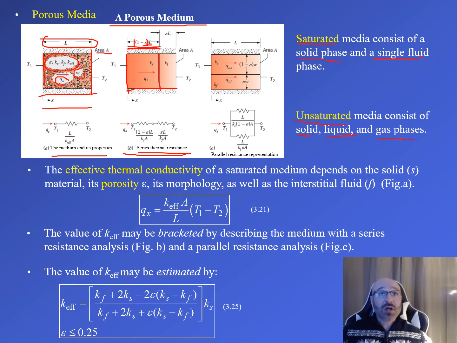Then, over here on the second part, the second material, this distance is epsilon times that total length or total thickness L. Each of these has its own thermal conductivity value associated with it for each of those parts.